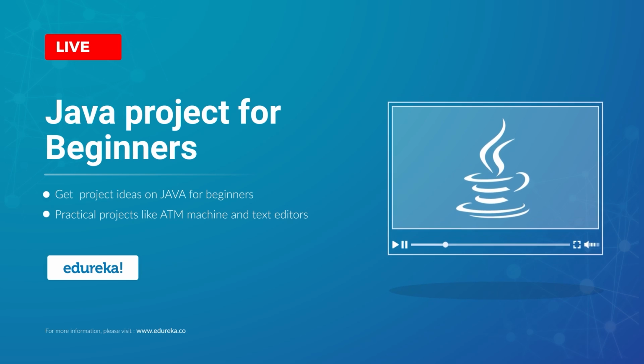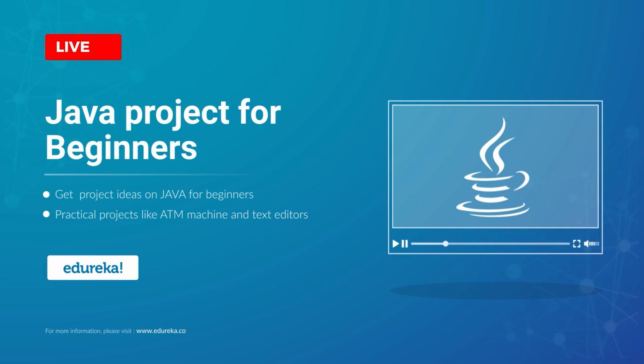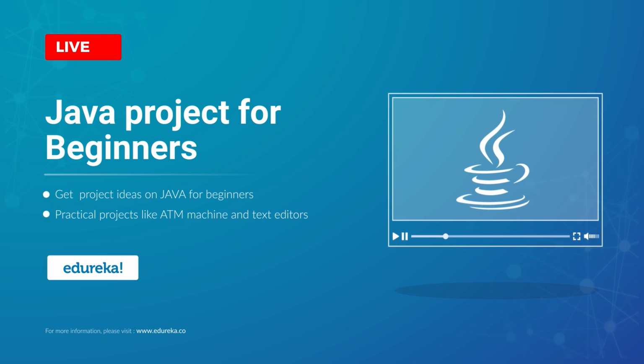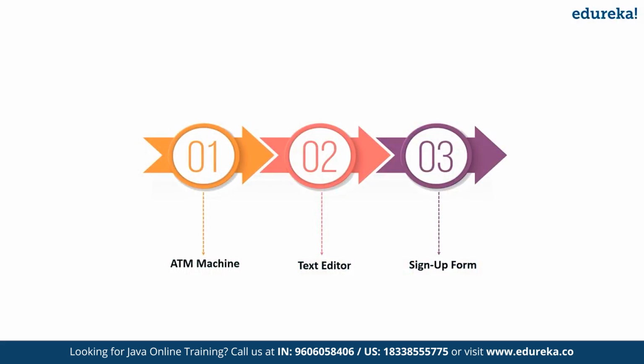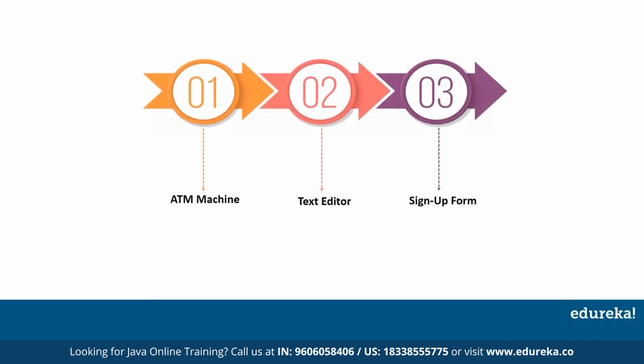I welcome you all to this session on Java projects. In this session, we will be discussing 3 useful projects which are based on core and advanced Java concepts. The projects that I will be discussing today are ATM Machine, which is based on core Java concepts, Text Editor, that is based on swings and applets, and the sign-up form, which will make use of servlets and JSP concepts. Without wasting any further time, let's get started.